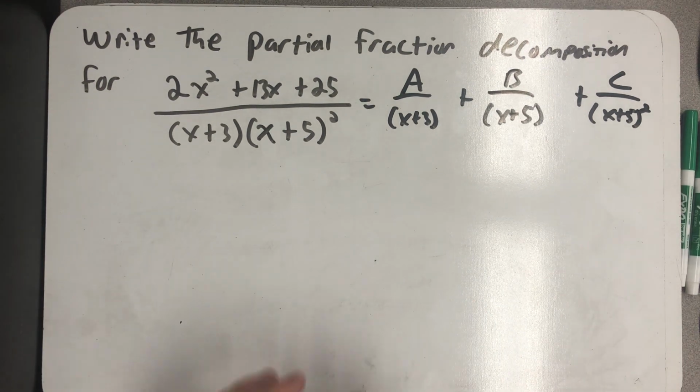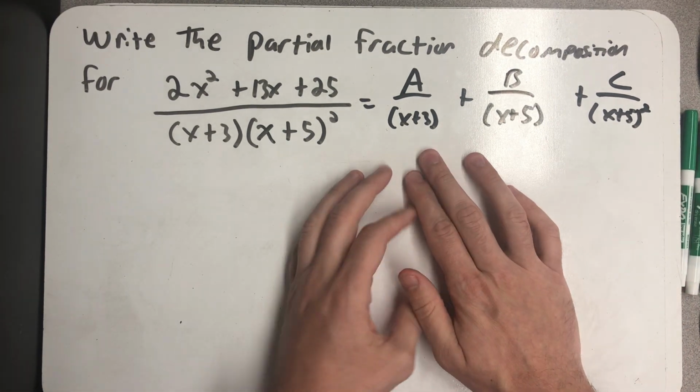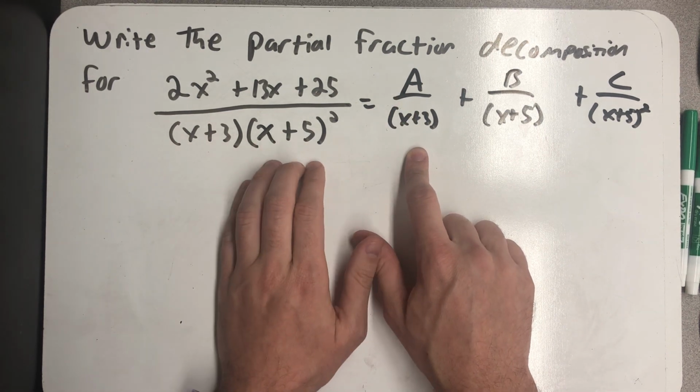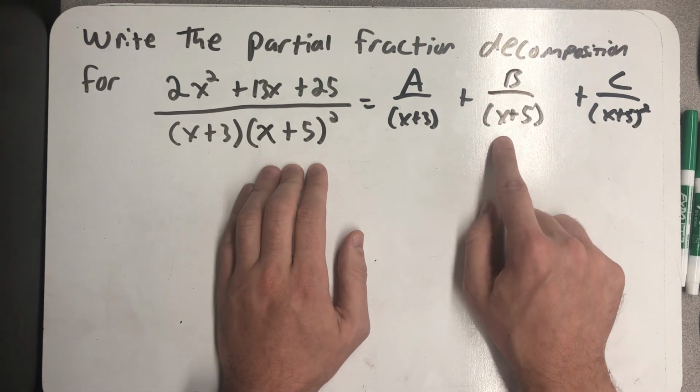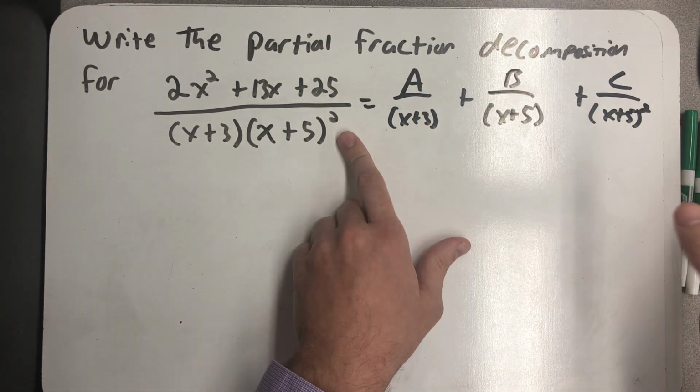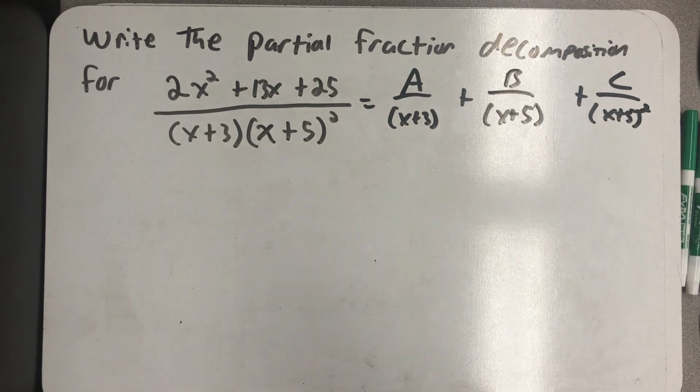And so now that I know how to set this up, the idea that I have a non-repeated linear factor, so I need A over x plus 3. And then I have a repeated linear factor, so I need B over x plus 5 and then C over x plus 5 squared. If that was a cube, I'd just keep going until I got to that highest power.